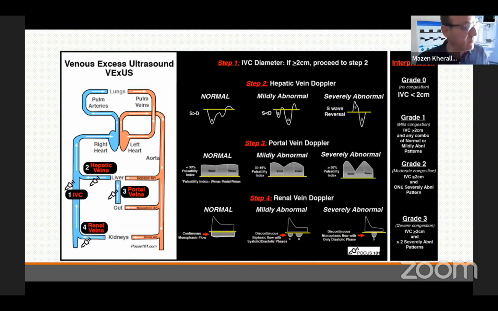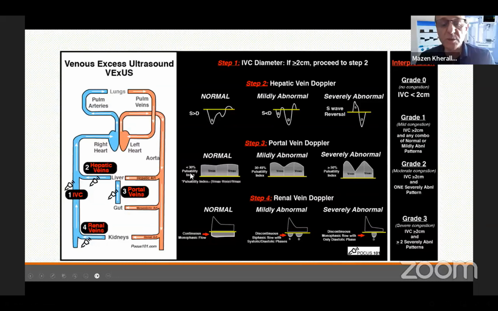The IVC diameter is where you start when you look at the VExUS score. If it is more than 2 centimeters, you go to look at the hepatic vein, then the portal vein, then the renal vein. And you can see those abnormalities going from normal, if you have the systolic wave more than the diastolic wave. When you have reversal of these two waves here, meaning the systolic is less than the diastolic, that is abnormal. And it is severely abnormal when you have reversal of the systolic wave, where it's actually on the other side of the line.